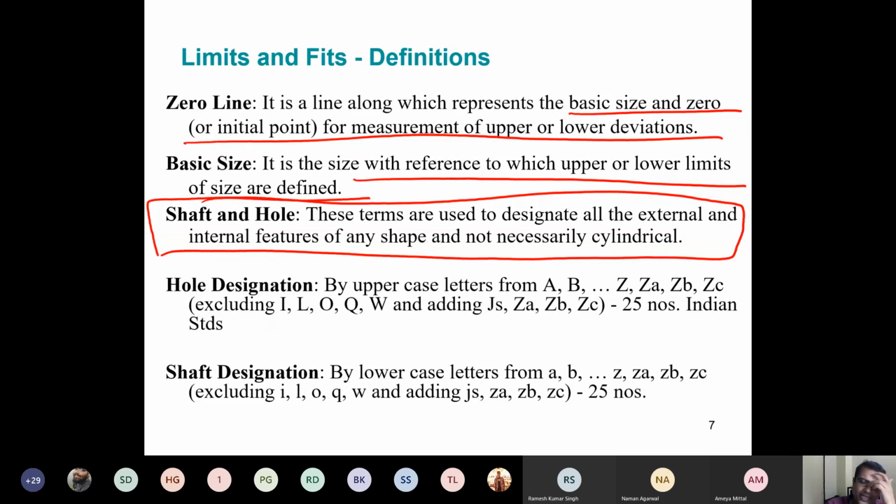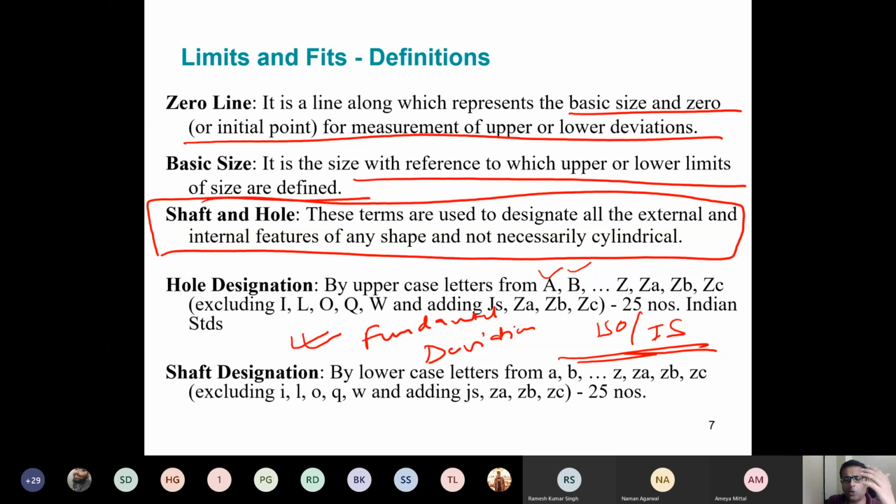Then hole designations are there. I'll tell you what they mean. A, B, these are ISO standards as well as IS standards. Both are same. We have taken from ISO standards, and they are called A, B, C, D. These are hole designations, and these hole designations basically mean what will be the fundamental deviation. So basically, hole designation assigns some fundamental deviation. When I show you, it will be more clear. But hole definition is fundamental deviation is defined by the hole designation.